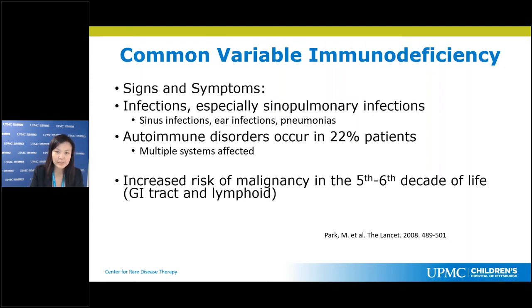The other thing about CVID is that there is an increased risk of malignancy. It's typically in the 5th or 6th decade of life, but that doesn't mean that it can only happen in the 5th or 6th decade of life. There seems to be an increased risk of gastric cancers, but the most common are lymphomas.